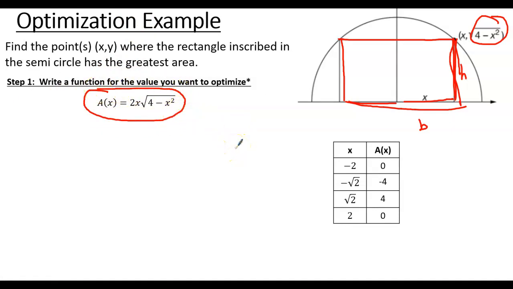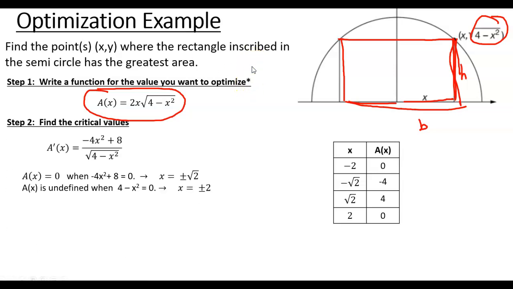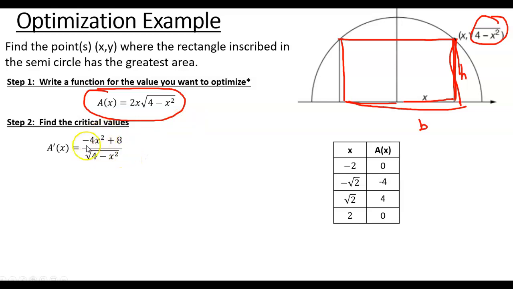Okay, so whenever you want to find a minimum or maximum, you need to find the critical values, and you do that by finding the derivative. So let's find the critical value. Step one is to find the derivative. That's this right here.